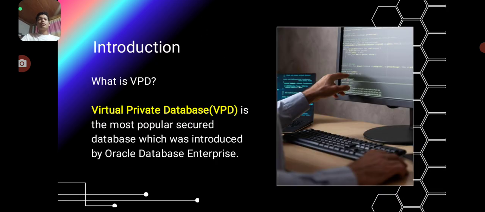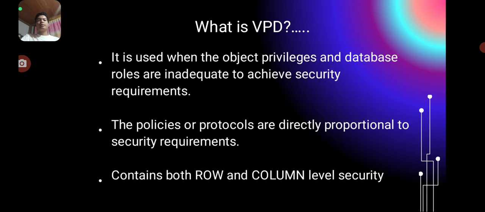Next. So, what is VPD or Virtual Private Database? It is the most popular secure database which was introduced by Oracle Database Enterprise. It is used when the object privileges and database rules are inadequate to achieve security requirements, and the policies or protocols are directly proportional to security requirements. It contains both row and column level security.